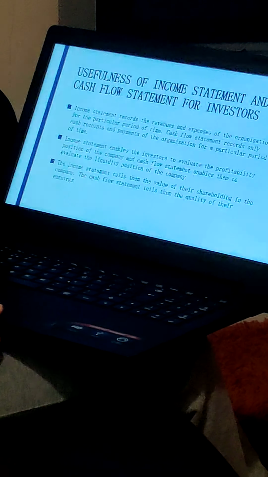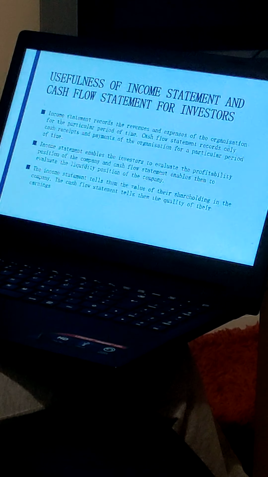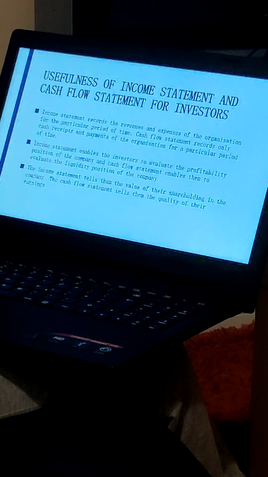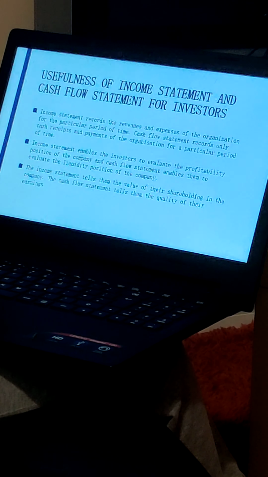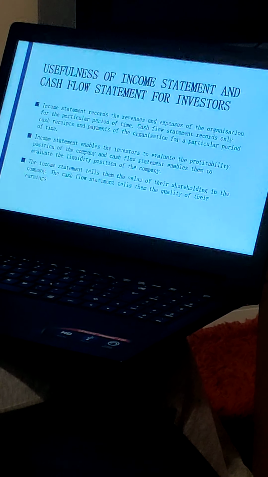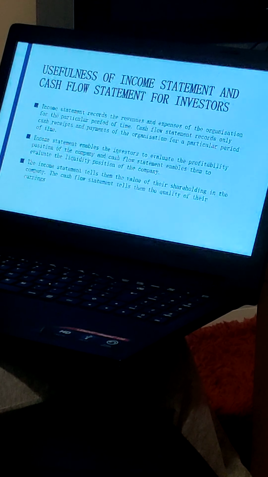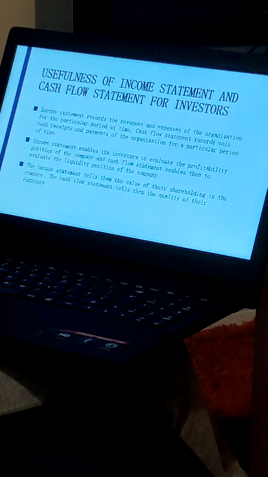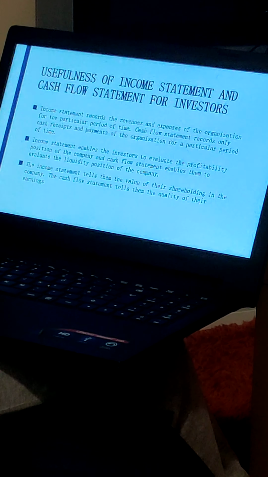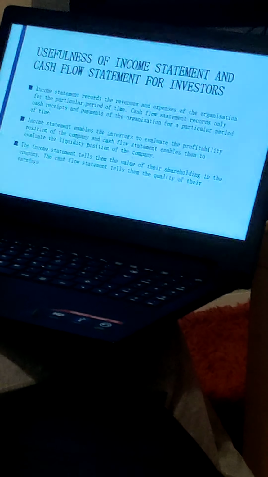Now let's go to the usefulness of income statement and cash flow statement for investors. Income statement records the revenues and expenses of the organization for the particular period of time. Cash flow statement records only cash receipts and payments of the organization for a particular period of time. Income statement enables the investors to evaluate the profitability position of the company, and cash flow statement enables them to evaluate the liquidity position of the company. The income statement tells them the value of their shareholding in the company. The cash flow statement tells them the quality of their earnings.